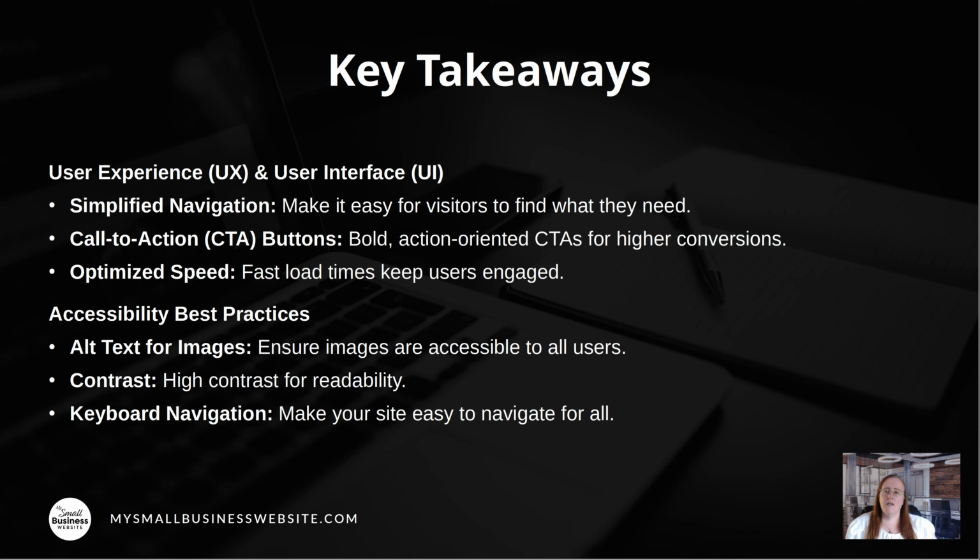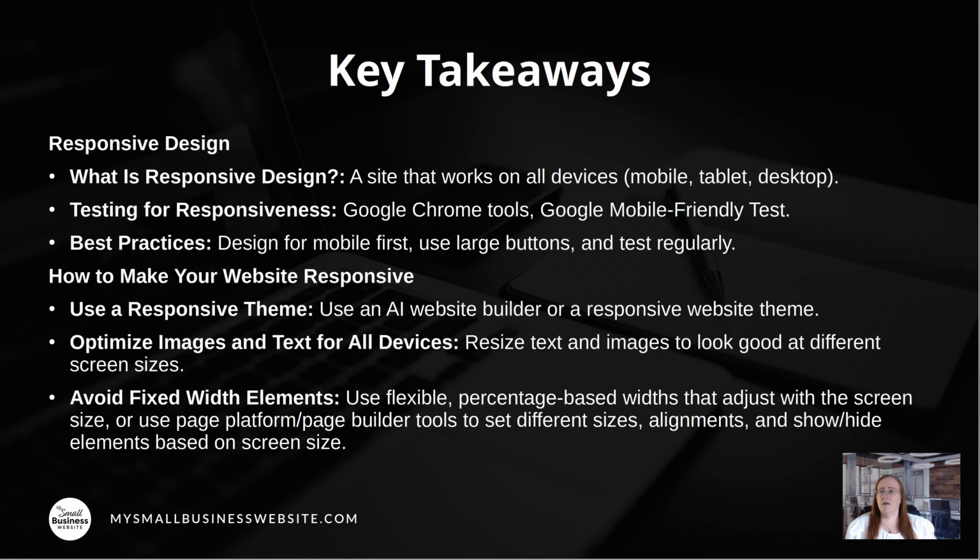Sorry about that. Accessibility best practices, so you're going to want to use alt text for images, use high contrast, and make sure your website can be navigated with the keyboard. Alright, so some other points you want to make sure is that you use responsive design, and that you test the website, and that you use the best practices, so use large enough buttons on mobile, and test it regularly, design for mobile first.